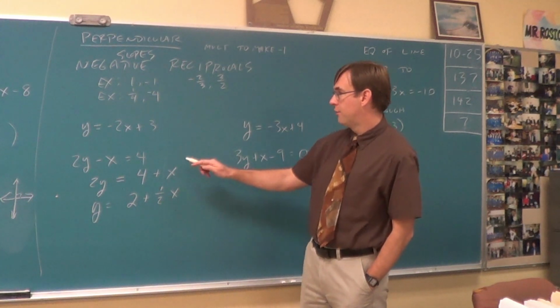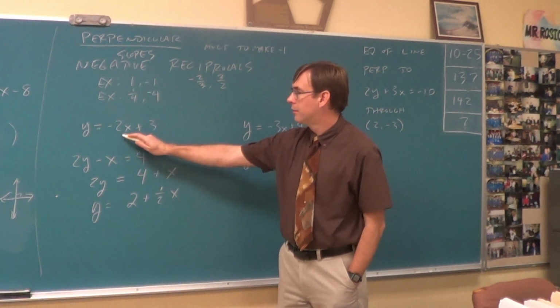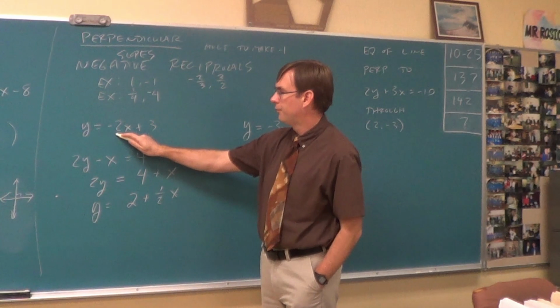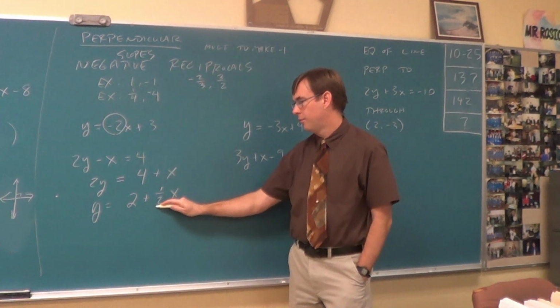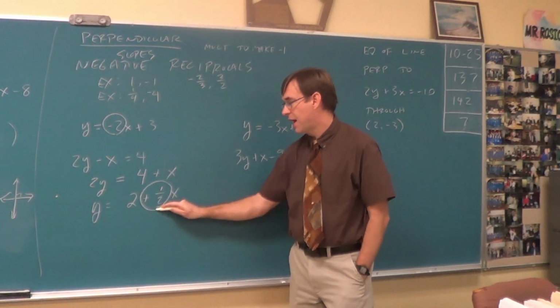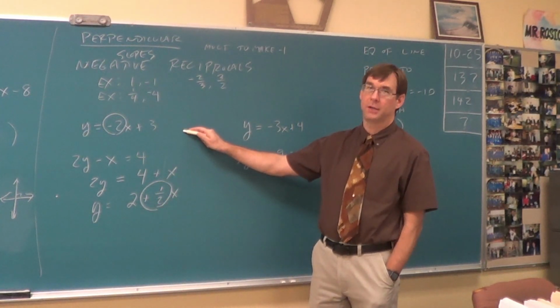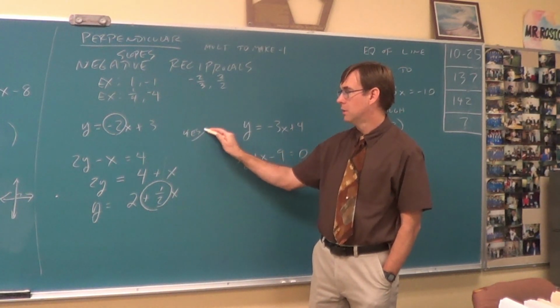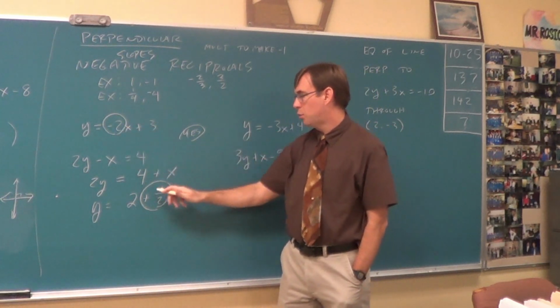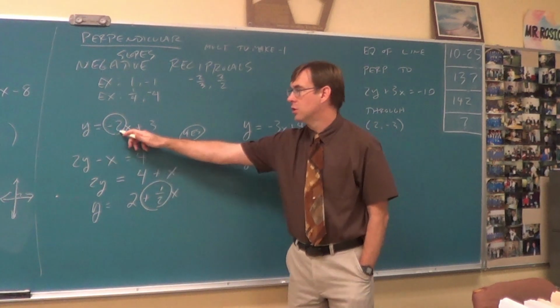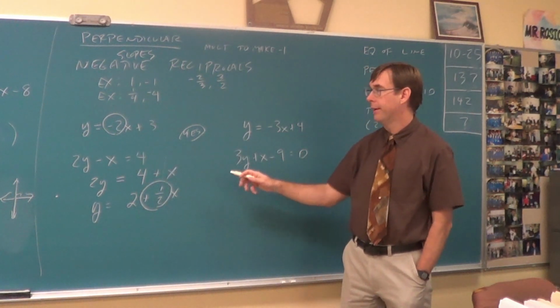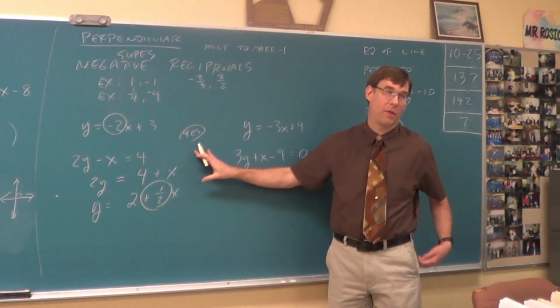Okay, so for this one, what's the slope? -2. For this one, what's the slope? Positive half. Is that the kind of thing we're hunting? Yes. This one's negative, this one's positive. 2 upside down becomes a half, because 2 is over 1. Yes, that's what we're hunting. Question about that?